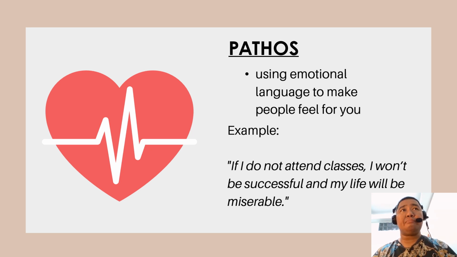All right. So when using pathos to persuade other people, you want to incorporate your feelings, your emotion, so that they will believe you, they perhaps will side you and they will do something for you. Like for example, if I do not attend classes, I will not be successful and my life will be miserable. So this specific statement uses emotion that perhaps if this student does not attend classes, then the life will definitely change. It will become miserable, all right? And this person will not be successful.